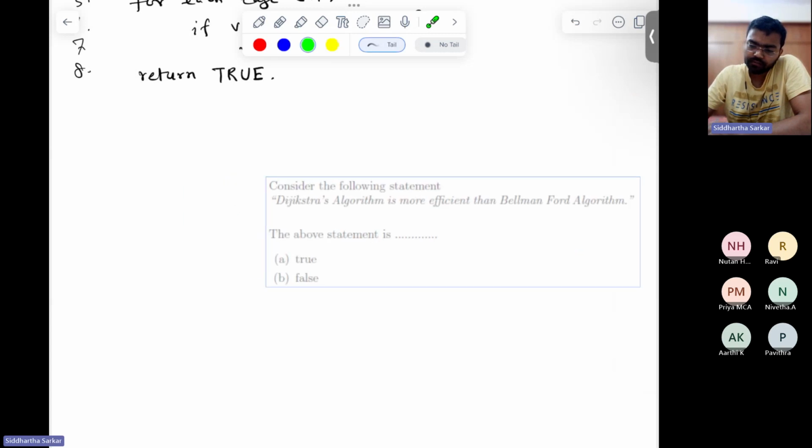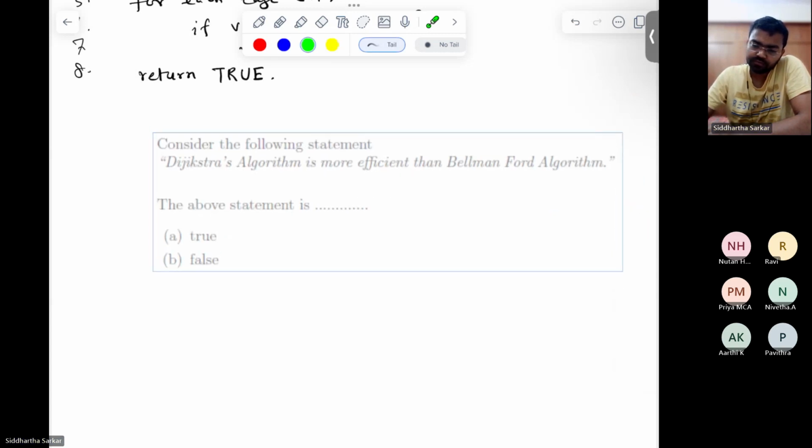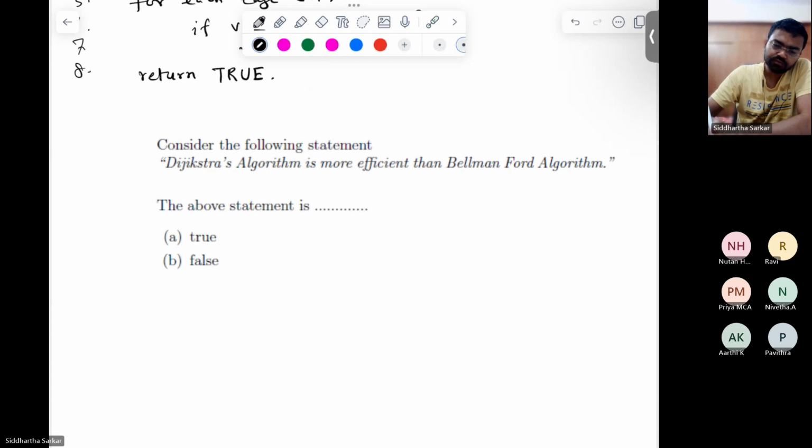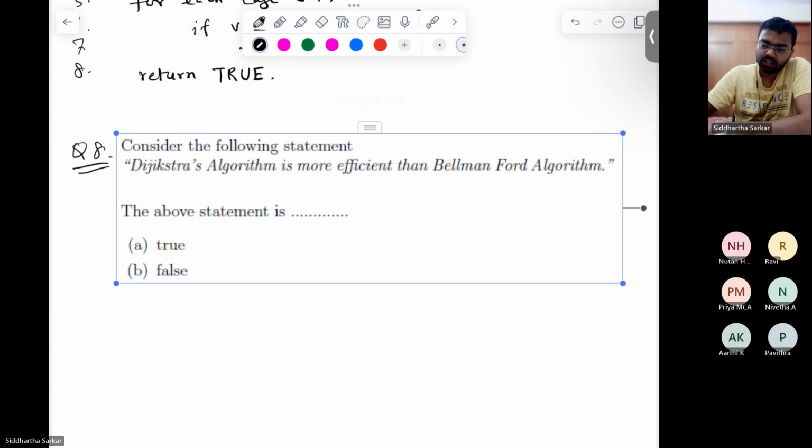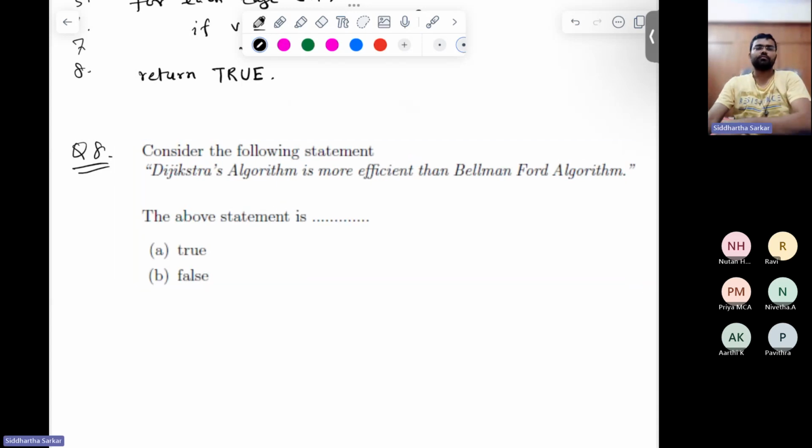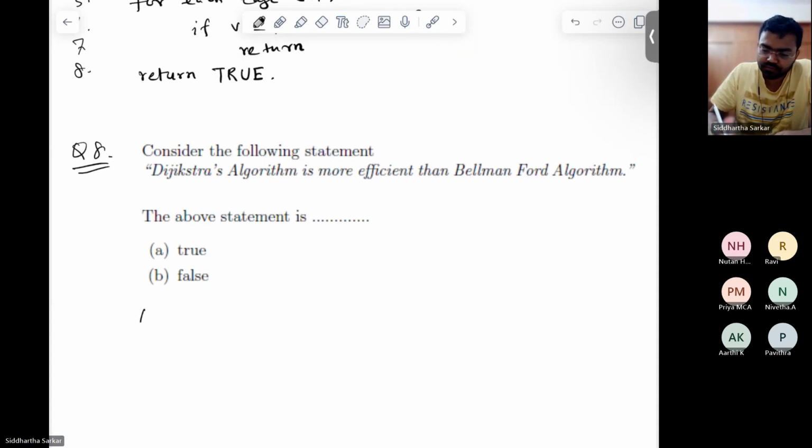a question about efficiency. Question 8 for today. Consider the following statement: Dijkstra's algorithm is more efficient than the Bellman-Ford algorithm. So we have to say what is the running time of these two algorithms. What is the running time of Dijkstra? What is the running time of Bellman-Ford?